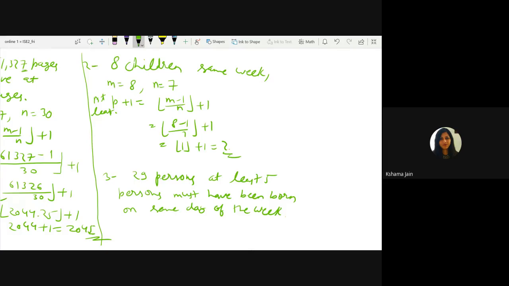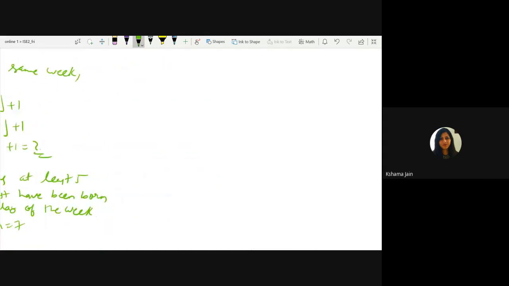Here M will be 29 and n you will put 7, because in a week there are 7 days. M is 29 and n is 7. Solve it like this. So 29 minus 1 is 28, by 7 is 4, 4 plus 1 is 5. Proved. Done orally only. Now a little different question. Any doubt? That time only you stop me, okay?